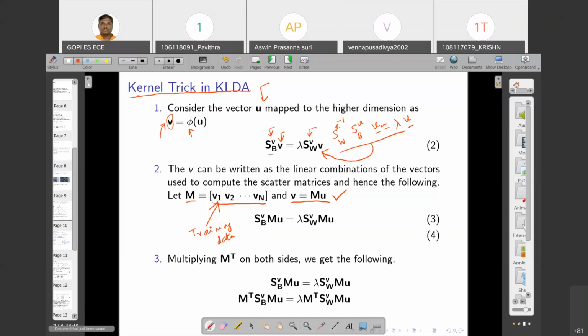Now coming to this expression 2, in place of V we are writing M into U, and here also M into U, and then multiplying M transpose on both sides, we get M transpose SBV M equal to lambda times M transpose SWV M. So this is the scatter matrix again. SBV is a scatter matrix using the vectors V, and this matrix is the inner product matrix. I'll tell you what that is about.